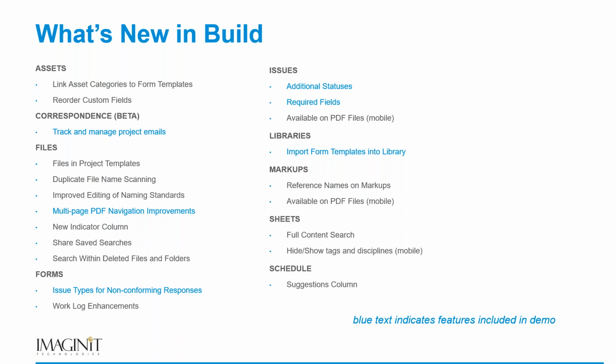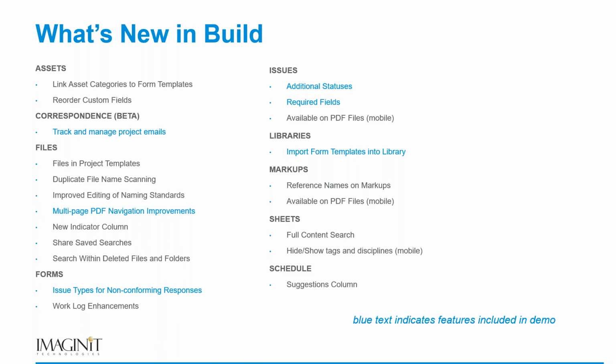So first off, with assets, we've got the ability to link asset categories to form templates. So we can tie an asset type to a specific form. Say you're in the field and there's a piece of equipment or something that you're tracking, you can apply or tie that asset category to the template of a form.